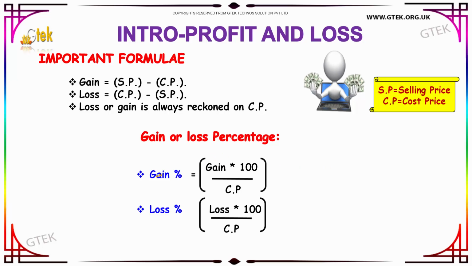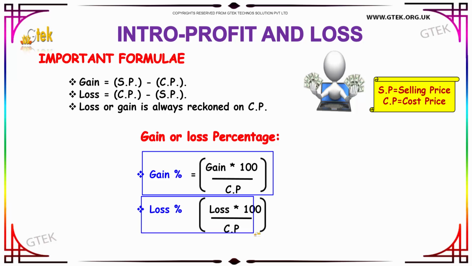The gain or loss percentage can be calculated using the formula: gain percentage is equal to gain by CP into 100. Loss percentage is equal to loss by CP into 100.